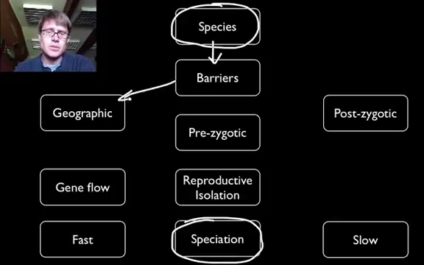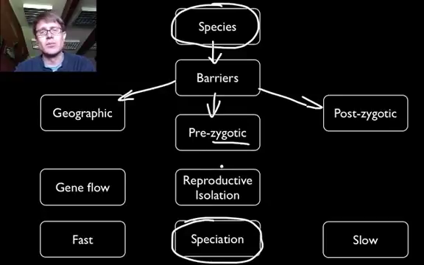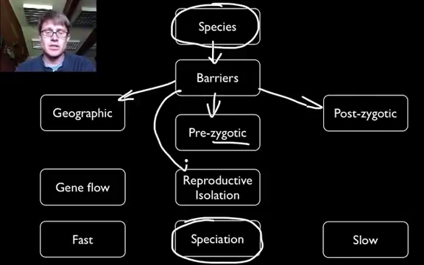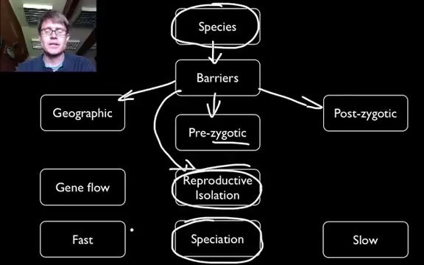And that barrier could be physical, so it could be a geographic barrier. In other words, one group or one population is isolated. And we could also have changes just within that population. We'll talk about that in a second. But those could be pre- and post-zygotic, and this word zygote means fertilized egg. And so it could be something before the egg is fertilized or after it's fertilized. But these barriers eventually create reproductive isolation.